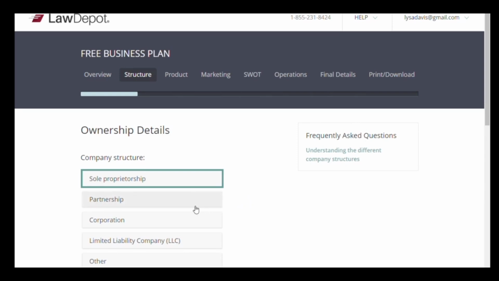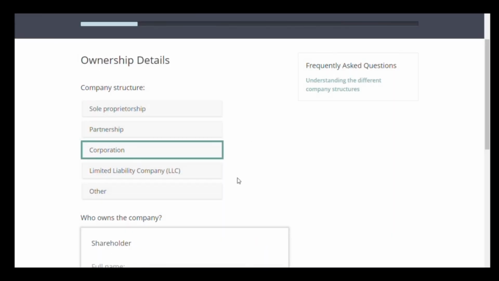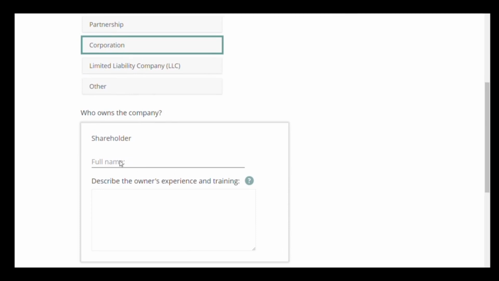Now, is this going to be a sole proprietorship, partnership, corporation, limited liability, or other? This is something that you yourself have to pick depending upon your legal structure. For this fictitious company, I will do a corporation. So who owns the company? The shareholder, I will say, is Lisa Davis.